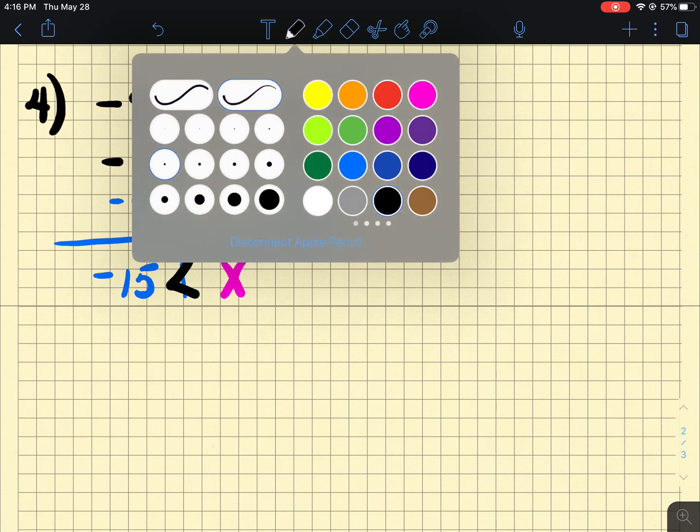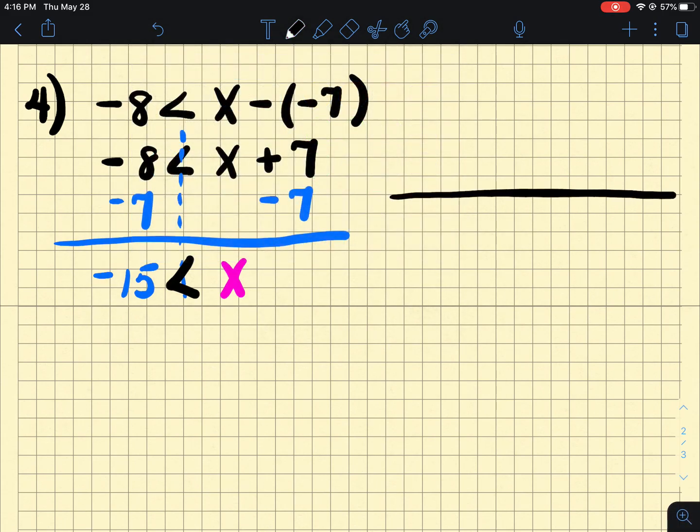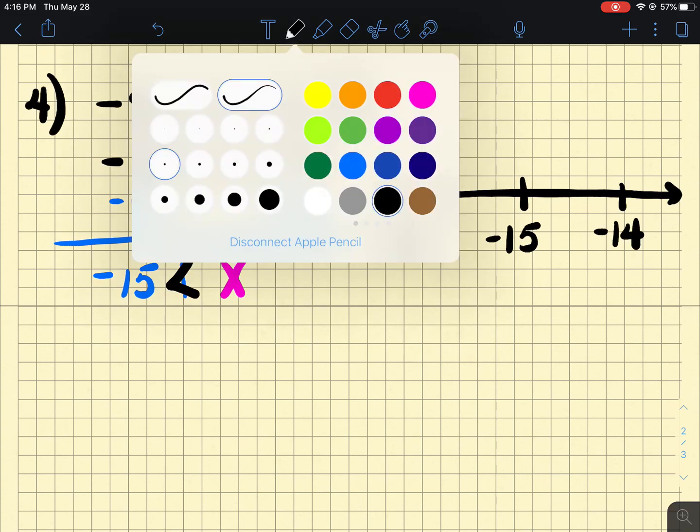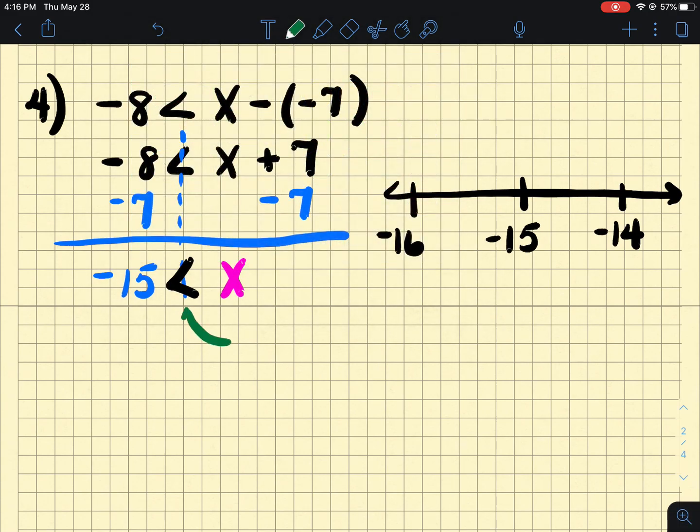Okay, so on our number line, we put negative 15. And again, world of opposites, so be careful. Negative 14 is bigger than negative 15, and negative 16 is less than negative 15. Again, decide open or closed. So we look here, there's no line under it, so it's an open circle. So we put an open circle at negative 15, and now we have to decide.